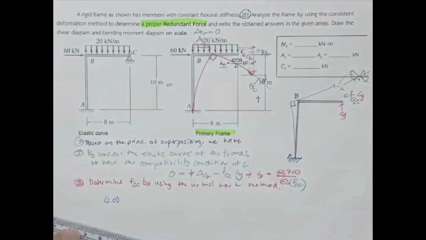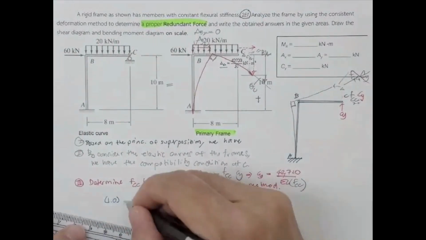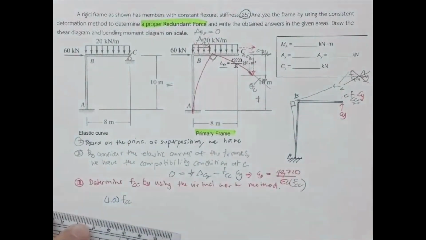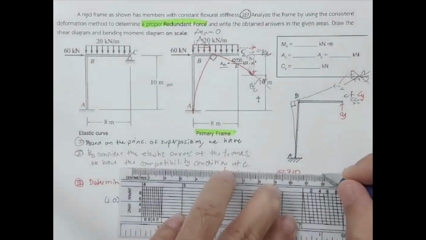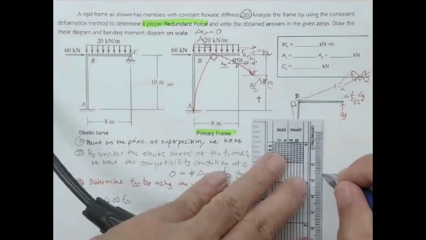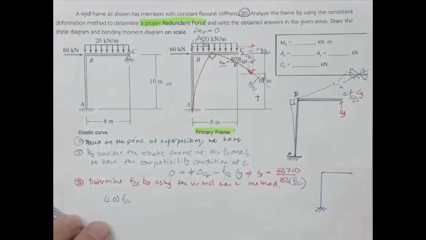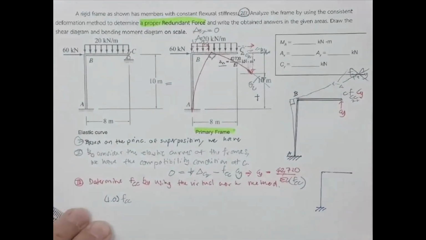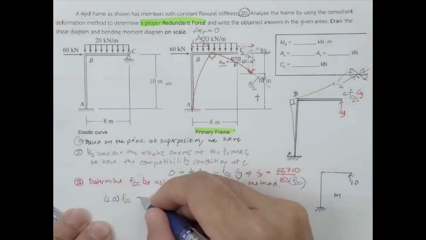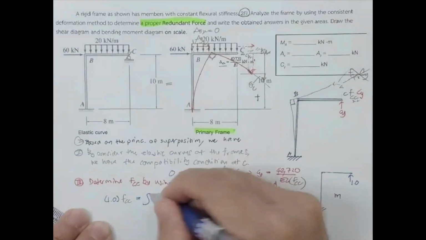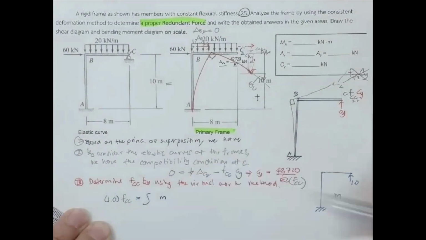Gonna time F sub CC. So you have another frame like this one, and that's gonna be subjected to the load of 1.0 unit. Let's say just put this one to be 1.0 and this is going to provide small m. That's gonna be equal to the integration of the small m.